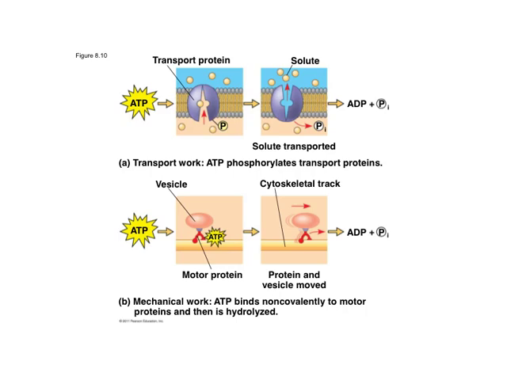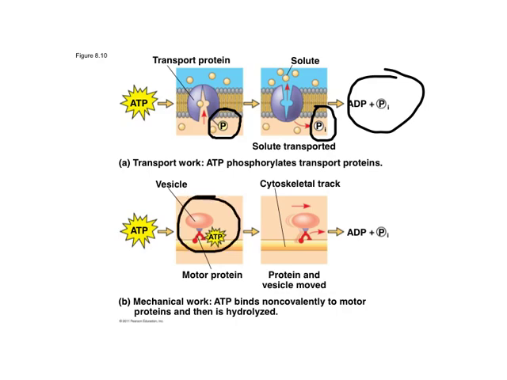So in this example, we've got ATP added, you've got that phosphate attached to the transport protein. Once the protein opens to move the solute through the cell membrane, that phosphate will be released, and you're left with ADP plus 1 phosphate. Same thing with transport work. You've got a vesicle and motor protein. That motor protein is going to have the ATP added to it. It's going to move, and when it moves, that ADP and phosphate group are going to be released.